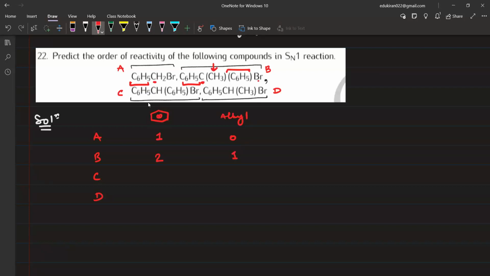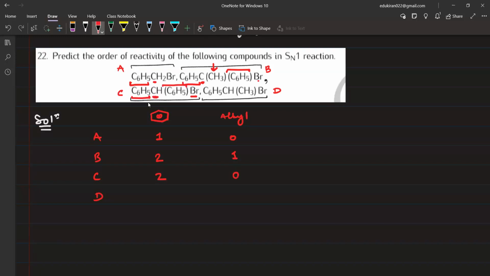Now tell me the C structure, how many benzene rings in the C structure? Yeah, again 2, and how many alkyl groups, Mariam Khatun? Yes, Tarif, correct. So you have to identify the alpha carbon. This Br is attached to this carbon atom. It is only having 1 benzene ring here and the other benzene ring is here. It is not having any alkyl group. So it will be 0.